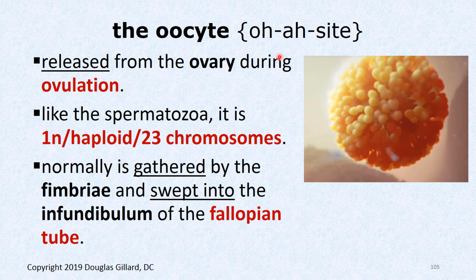Remember, it's pronounced oocyte. You remember that from the last video. So it's released from the ovary during ovulation. We talked about all that stuff. And just like a spermatozoa, it is haploid, 23 chromosomes, or 1N.